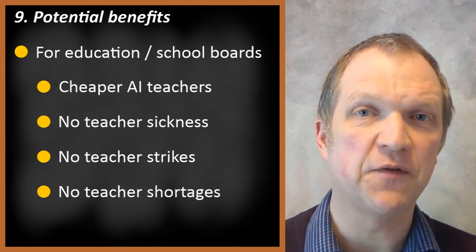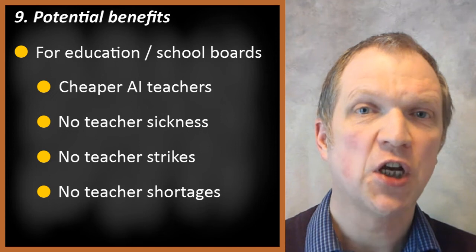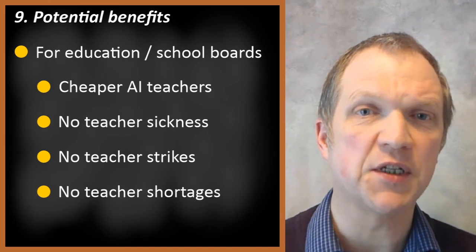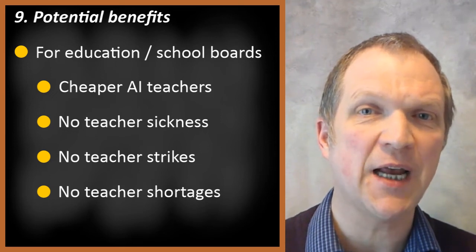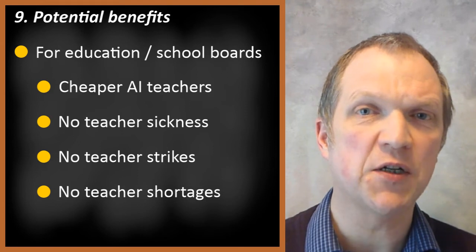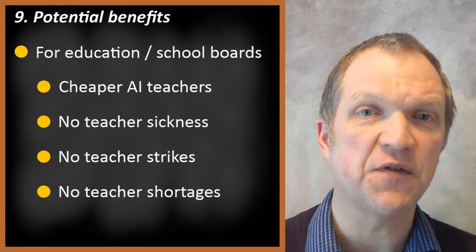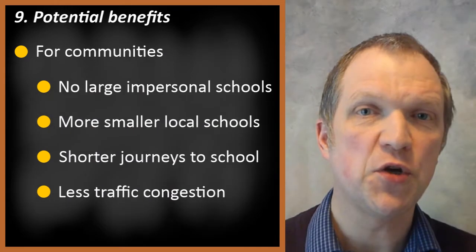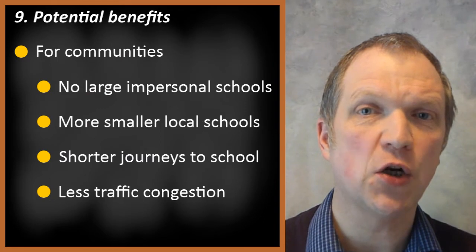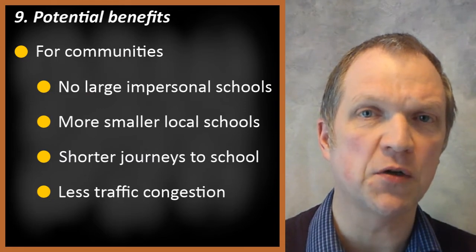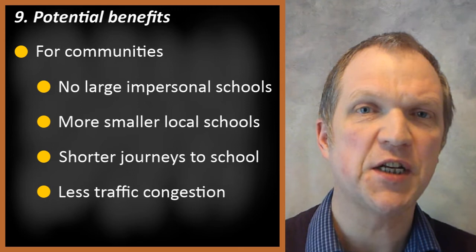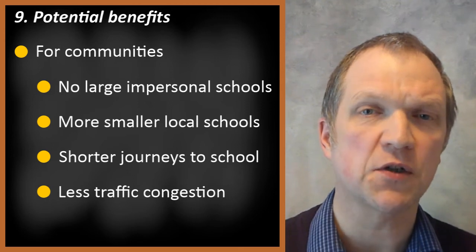Another potential benefit is no more teacher shortages, assuming that the supply of components needed to construct and maintain AI teachers remains abundant and affordable. A shortage of these components and the consequences for AI teachers could be another potential story idea. For communities, the potential benefits include a switch from large, impersonal, centralised schools to a greater number of smaller, friendly, local schools.